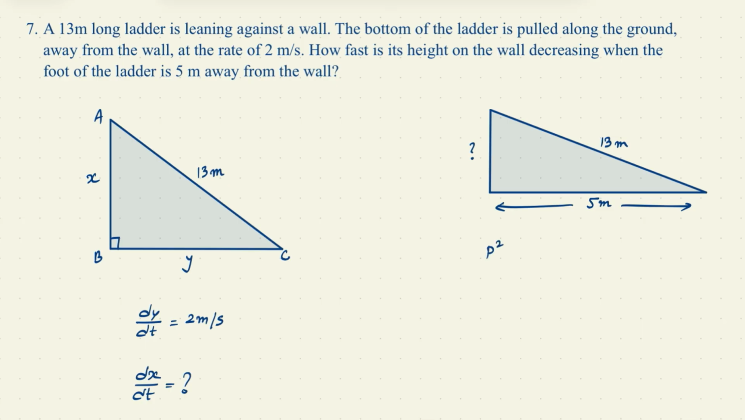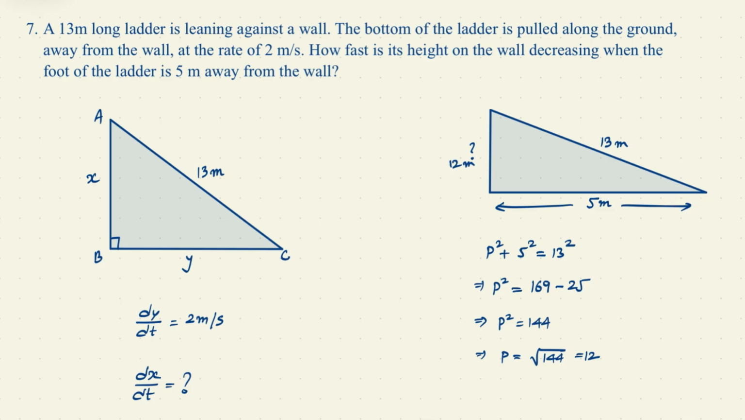So the perpendicular square plus base, 5 square, will be equal to hypotenuse square. So here it will be p square equals 13 square is 169 minus 5 square is 25, and hence p square will be 144, and the value of p will be square root of 144, and that will be 12. So here we will be taking positive because the height cannot be negative. That means the height of the ladder from the ground will be 12 meters when the foot of the ladder is 5 meters away from the wall. So this information we know here.